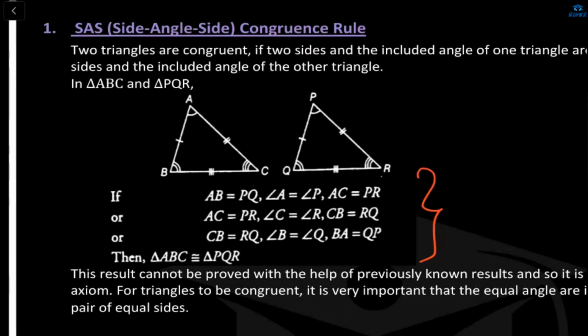If you're proving two triangles are congruent, that means when you place one triangle above the other, then they take all the positions of the other. They are totally coinciding. Now how can we prove this? We will be covering 4 rules here in this chapter. The first one is SAS.